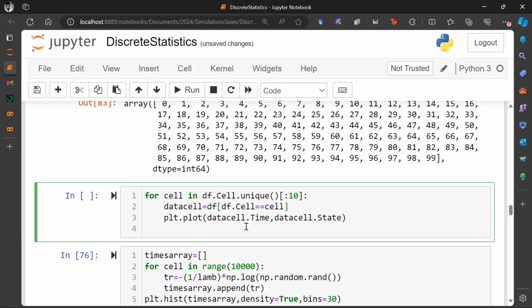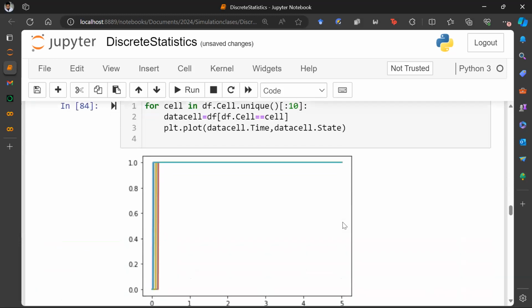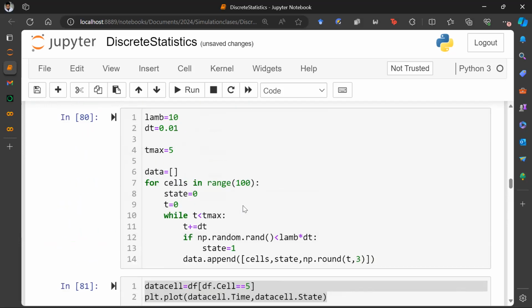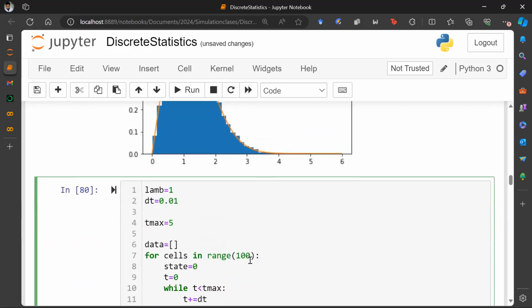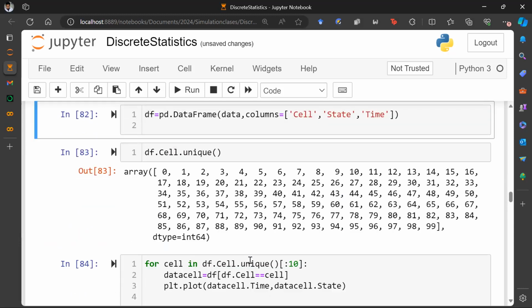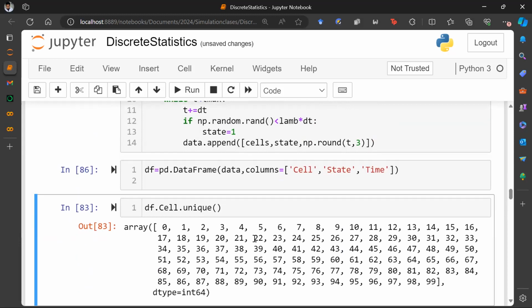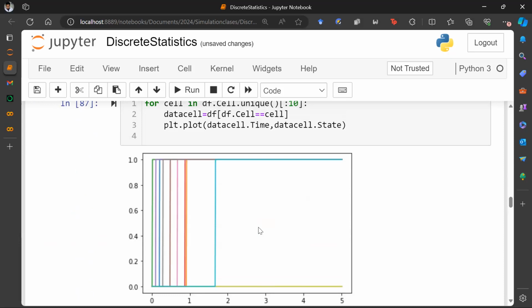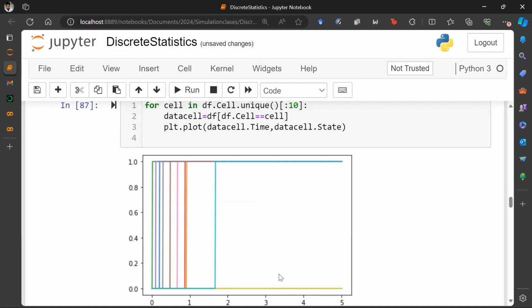So df.cell equal to cell and plot the data cell. So I have something like this. Here the rate is very high, so most of them occur in the beginning. But I can make this lambda equal to 1 again. And run this, and I have trajectories like this. So for instance, for this yellow cell the reaction didn't occur.